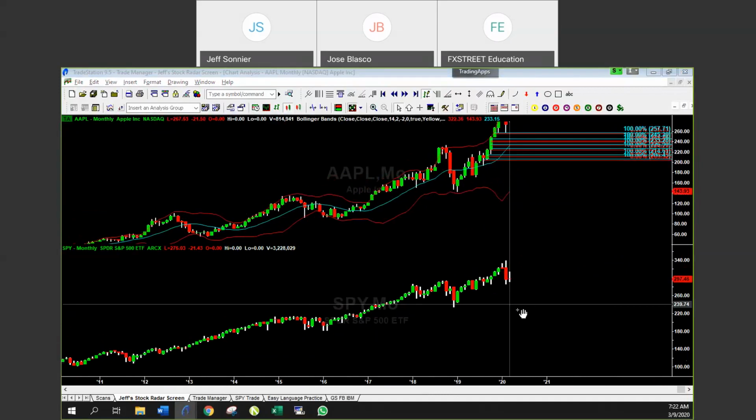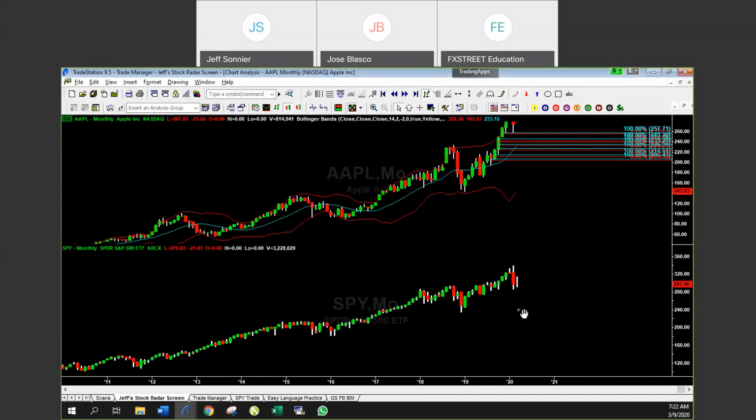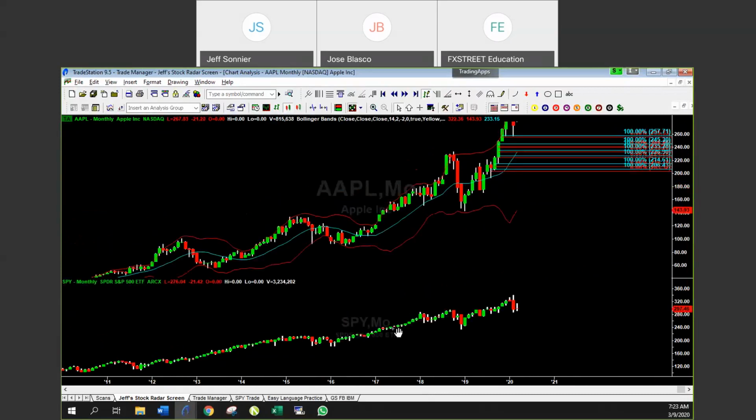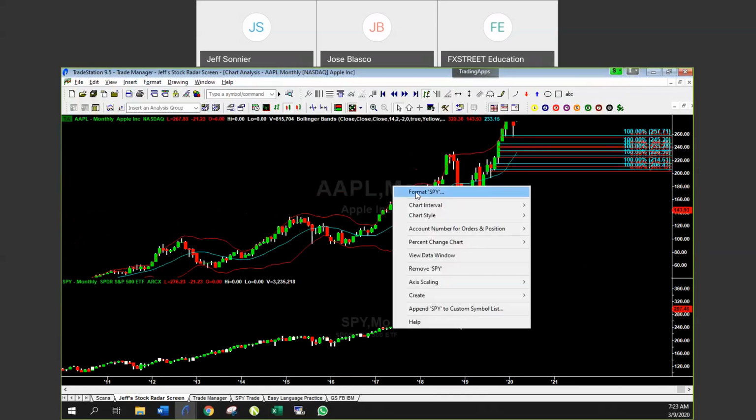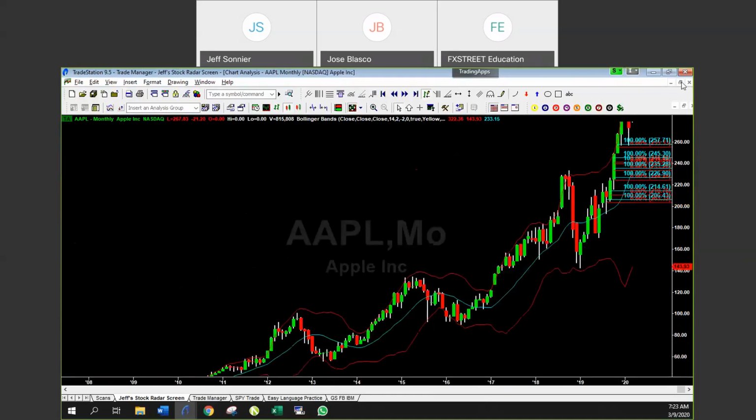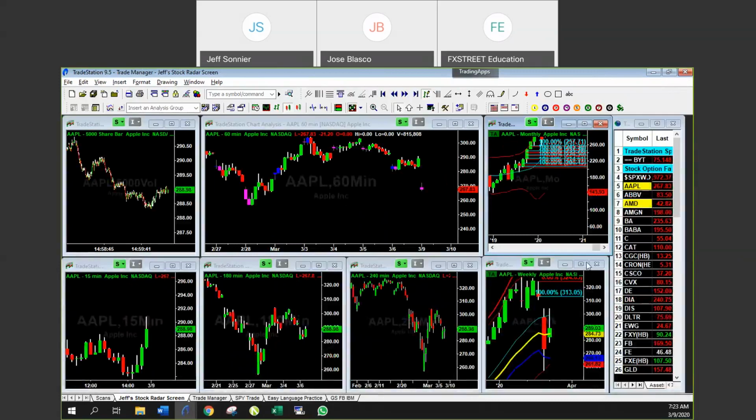So when you're buying Apple or any other stock that's in the S&P 500, it's just going to mimic whatever SPY does. If you didn't know that, there's some information. If you did, congrats. Let's go ahead and remove SPY, and let's see if we can go ahead and find some trades. So here's what I've done on Apple.